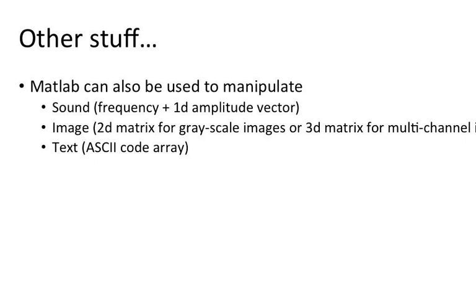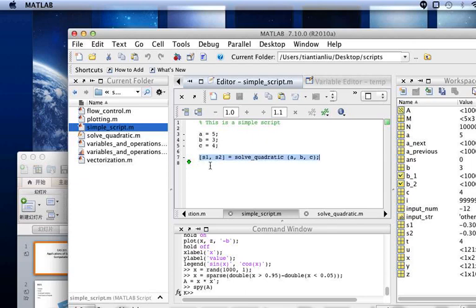So at a glance, MATLAB can only be used to operate on numerical data. However, everything is data. So we can manipulate sound data because sound is basically a frequency plus a 1D amplitude vector. And we can manipulate an image because a grayscale image is basically a 2D matrix saying what the grayscale of every pixel is, and multiple channel images are just basically a 3D matrix: resolution times the number of channels. And text can also be manipulated because it's basically ASCII code anyway. So I have some interesting examples of manipulating those things in MATLAB.